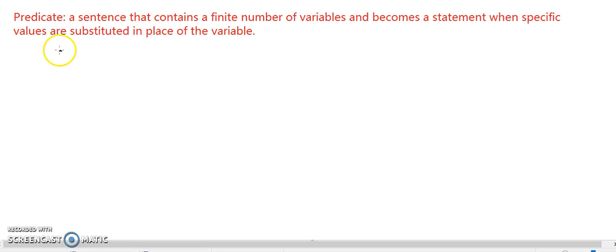First, we look at the definition. A predicate is a sentence that contains a finite number of variables and becomes a statement when specific values are substituted in place of the variable. So we can look at an example.